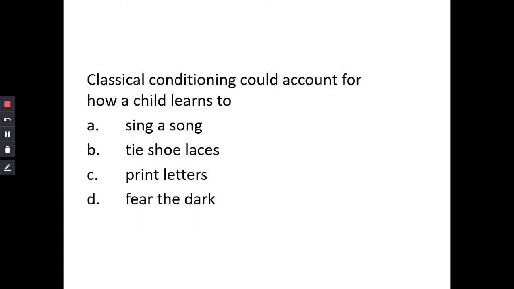All right. So let's try some multiple choice. Classical conditioning could account for how a child learns to what? Okay, so if you're having trouble with this, think about little Albert, the little baby Albert. All right, and the answer is right. If little Albert can learn to fear the white rabbit, then you can learn to fear the dark.